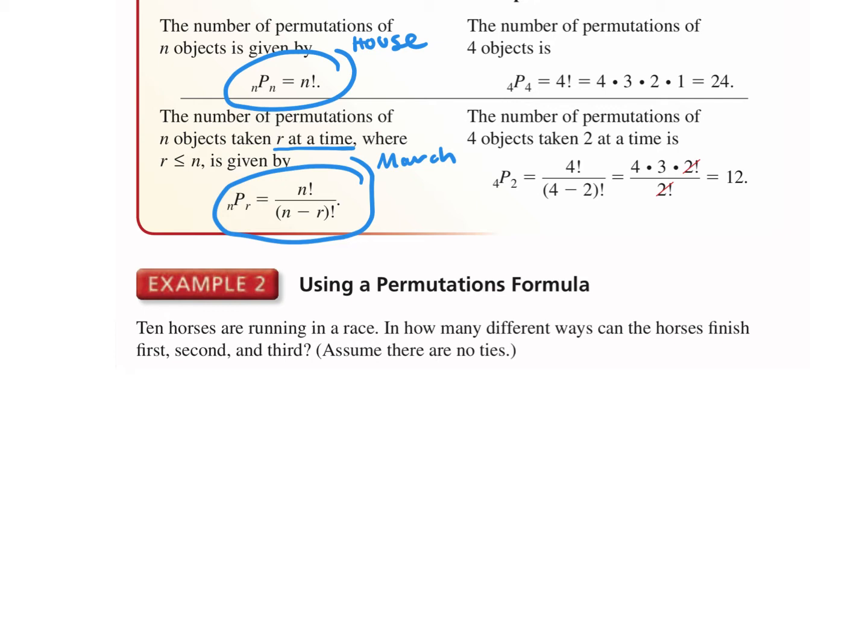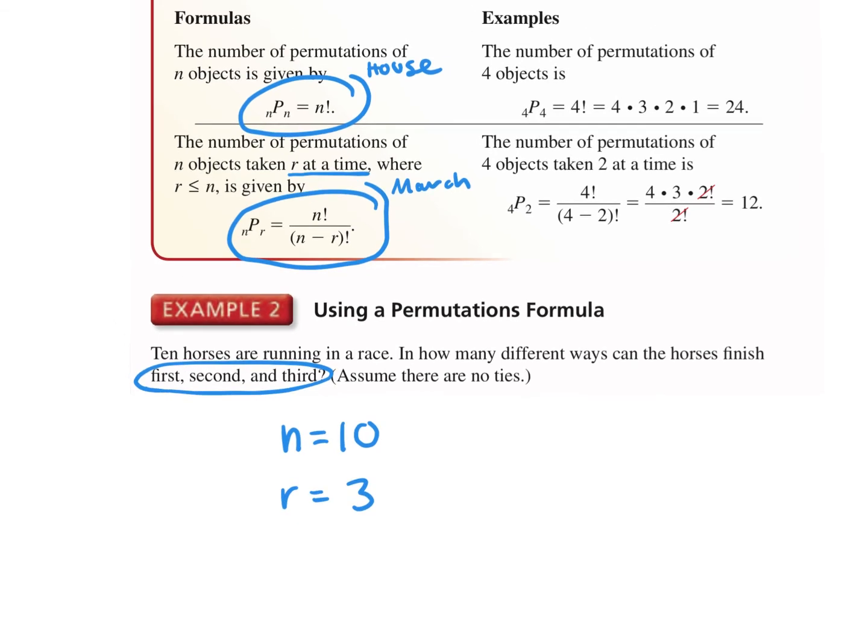So we have how many horses total? 10. So our n is 10 because there's 10 objects that we're looking at. But we're only looking at how many places? First, second, and third. So 3 places is all we care about. So the formula we're going to use is 10P3. So n is 10 and r is 3. So we have 10 factorial on the top over (10 minus 3) factorial.